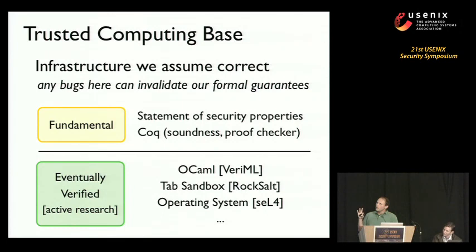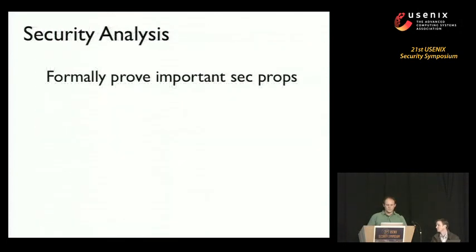Okay, so we've built this. These are things we trust. What do we get for this? Well, we've been able to formally prove some important security properties. And what that means is that if there are no bugs in our trusted computing base, then there is no attack that will ever violate our security properties.